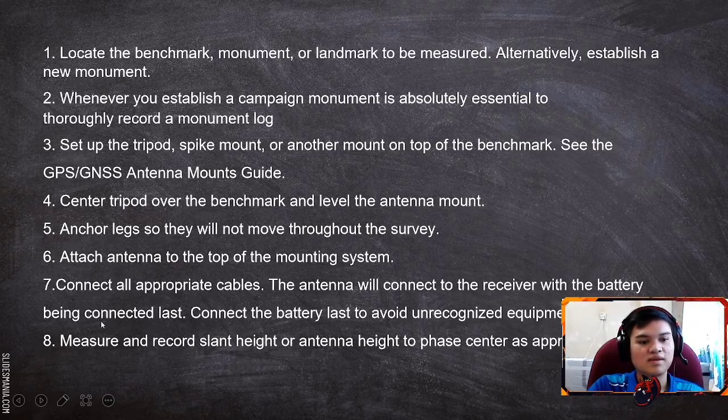Next step is connect all appropriate cables. The antenna will connect to the receiver with the battery being connected last. Connect the battery last to avoid unrecognized equipment. Step 8. Measure and record slant height or antenna height to base center as appropriate.